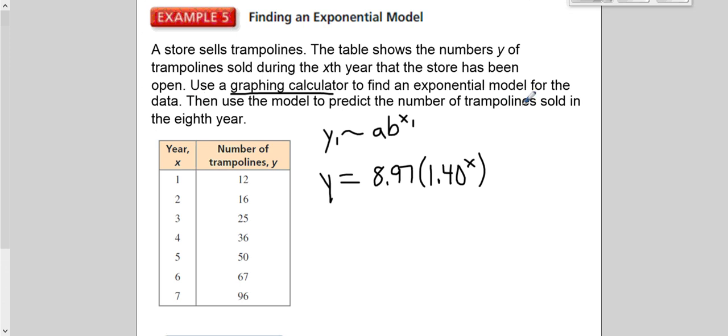Now use the model to predict the number of trampolines sold in the 8th year. So this is year 1 through 7. We want to know what it should be for 8. So using x is 8, we're going to use a calculator to find this, or you can use Desmos as your calculator. This is what we need to find though.